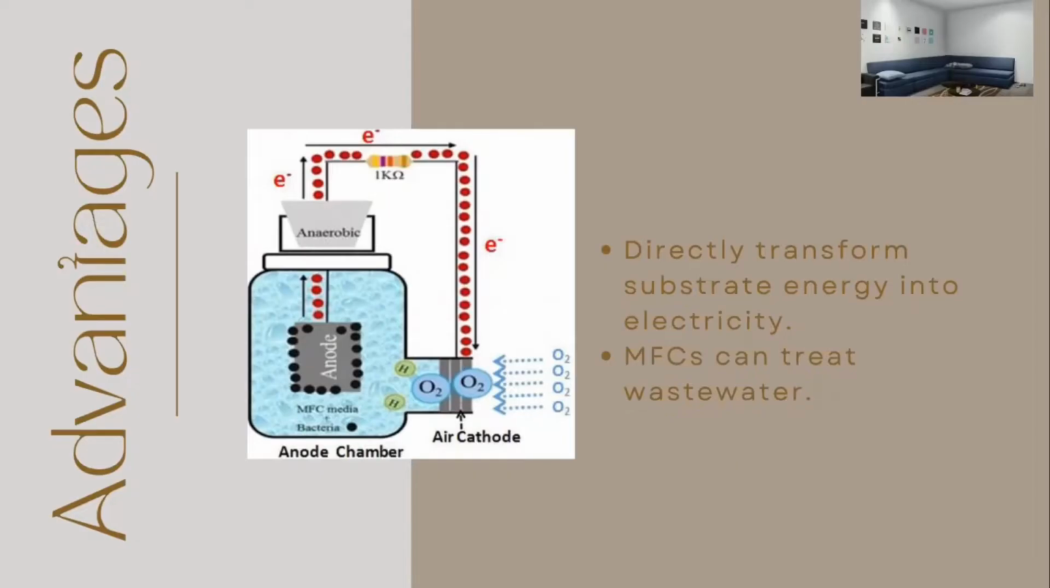So now we are moving to the next part, which is advantages and disadvantages of microbial fuel cell. The first advantage of this microbial fuel cell is it can directly transform substrate energy into electricity, which enables it to biologically adjust to the treatment of a variety of chemical substrates with various concentrations. And the next one is the microbial fuel cell can treat wastewater. Microbial fuel cell can kill sewage-associated bacteria. It has been demonstrated that microbial fuel cell can reduce by 80% the amount of bacteria in wastewater. Toxins and non-biodegradable substances are eliminated from the wastewater during the preliminary treatment process.